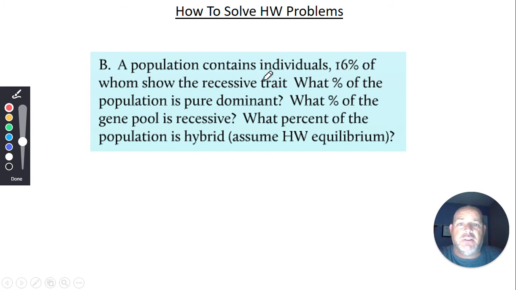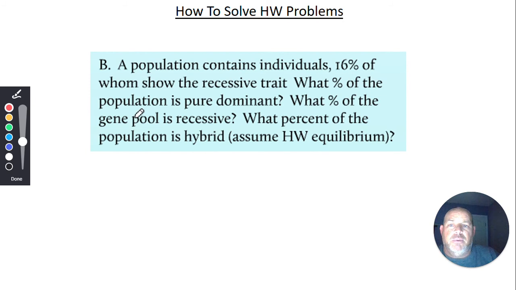So a population contains individuals, 16% of whom show the recessive trait. Again, this is the only number we have, 16%. It shows the recessive trait. So again, it has to be q or q squared because it's the recessive trait. And the individuals are showing this, okay? So what that really means is that 0.16 is once again q squared. We're dealing with two letters, so 0.16 is going to be q squared.